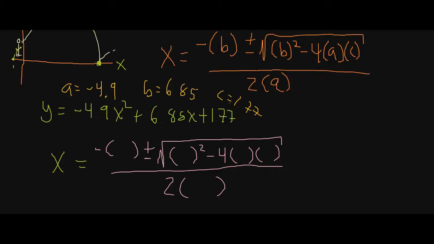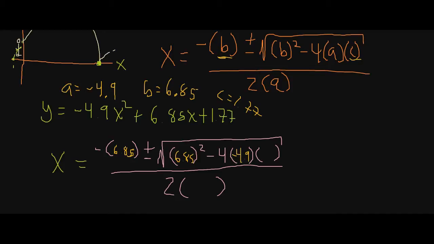Now that I have those labeled, this part is negative b. What's my b? Well, 6.85. Here I still have b squared, so 6.85. And then minus 4a, and my a value was negative 4.9.